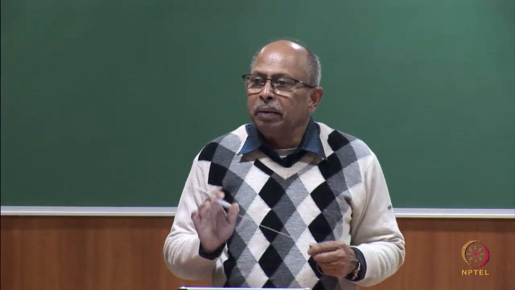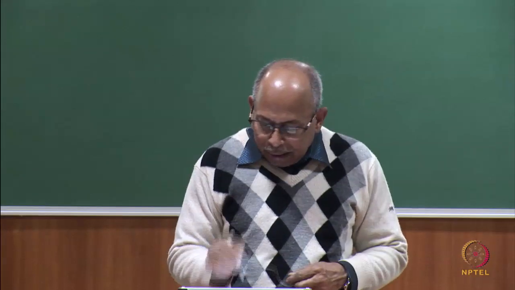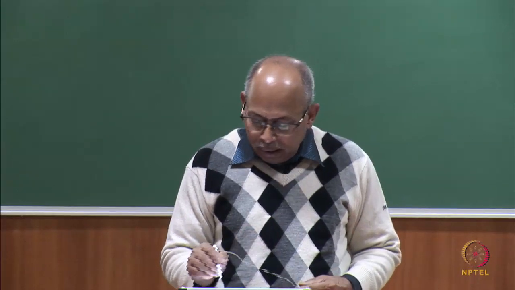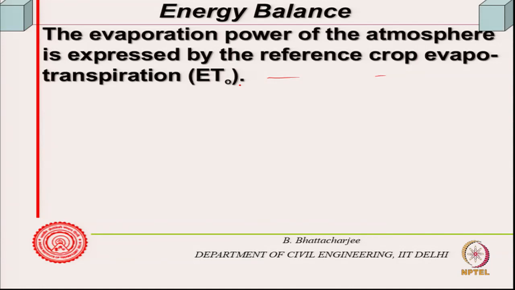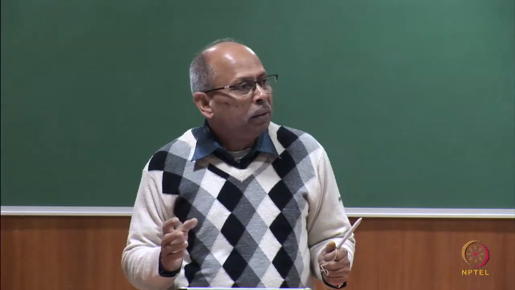Agricultural engineers have used this kind of concept before for the purpose of crops. So, the idea is borrowed from crops. They define something called a standard or reference crop condition, for which the standard evaporation is ET0. Crop evapotranspiration under standard condition refers to the evaporating demand from crops that are grown in a large field under optimum soil water condition and excellent environmental condition, and achieve full production under the given climatic condition. So, this is the most conducive condition for a standard crop.